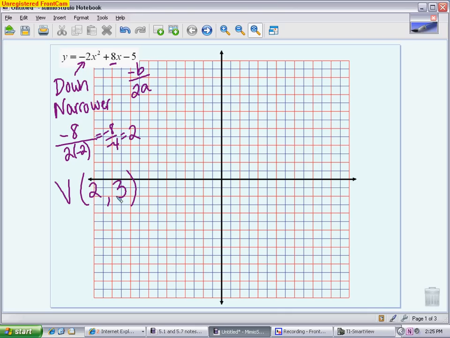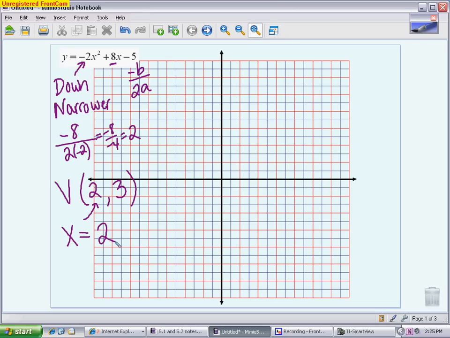The axis of symmetry is a vertical line that goes right through the vertex and splits it into 2 equal pieces. Your axis of symmetry will always be x equals, because it's vertical, whatever number is the first number in your vertex. So this is x equals 2. That is a line that goes right through the vertex that splits the parabola into 2 equal pieces.